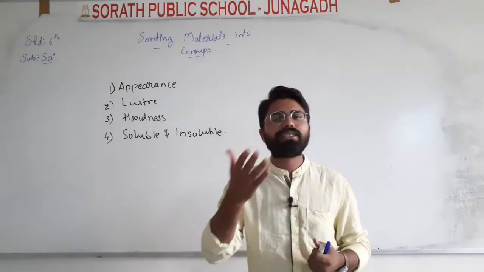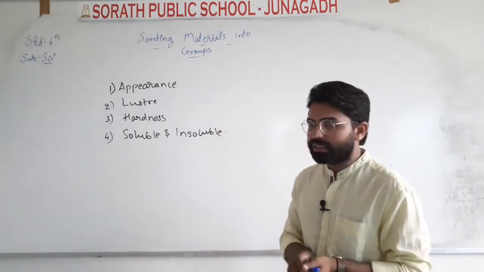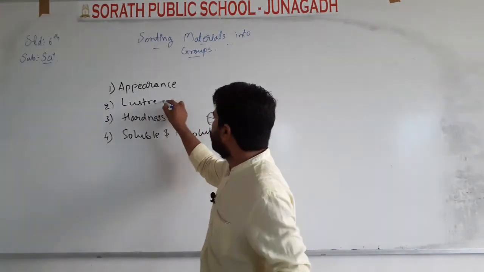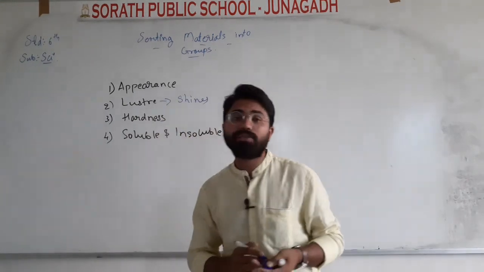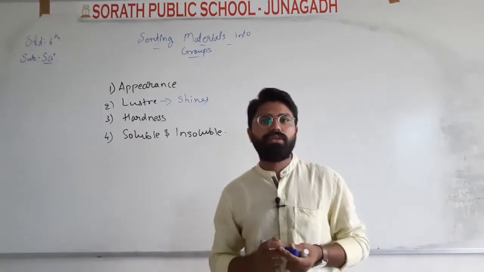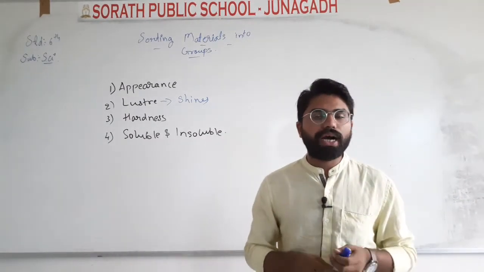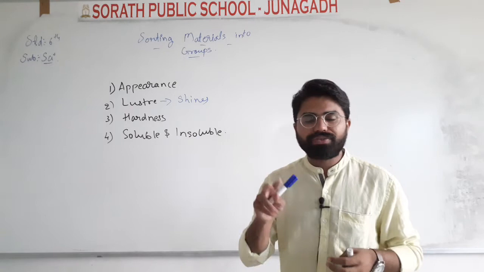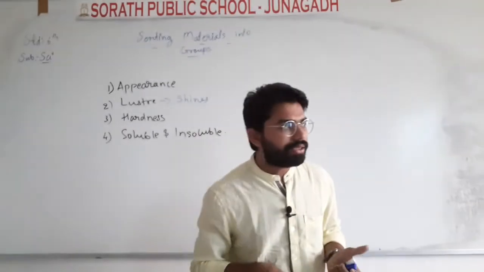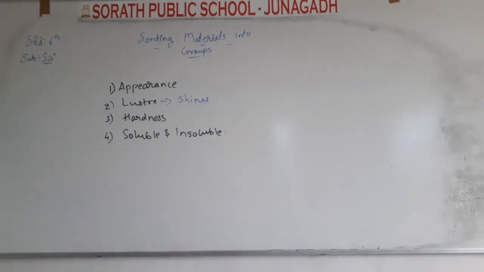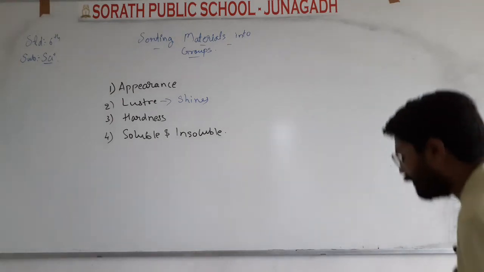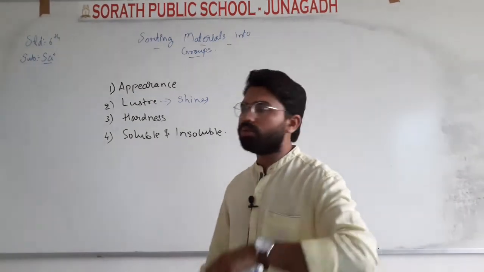Luster is known as the shiny part, the materials which shine. The materials which shine are aluminum, gold, iron and copper. These four names are given in your textbook as the materials which shine, and the objects made from these materials are known as luster materials. You can differentiate according to luster also.